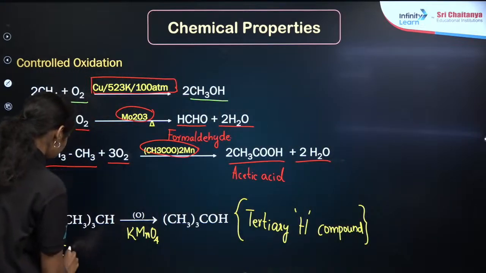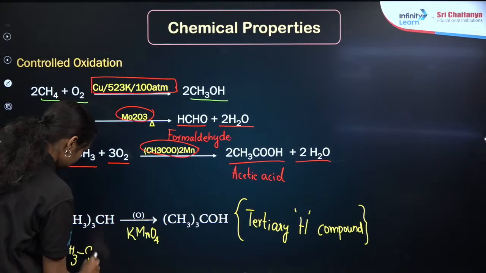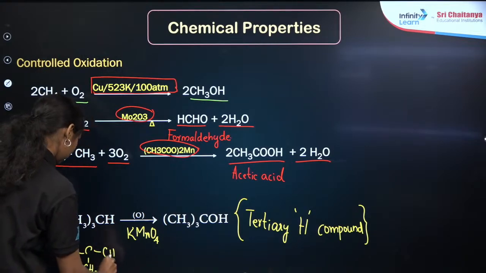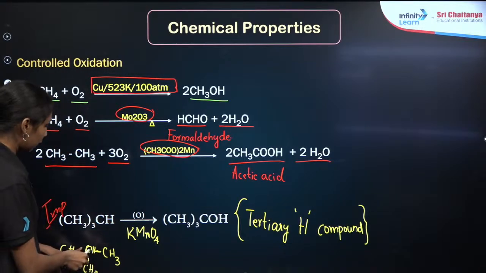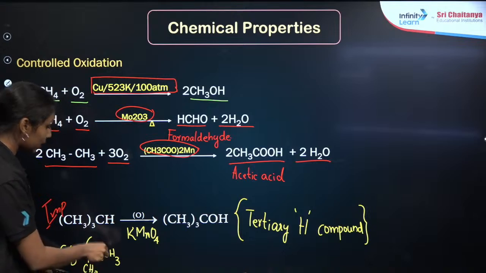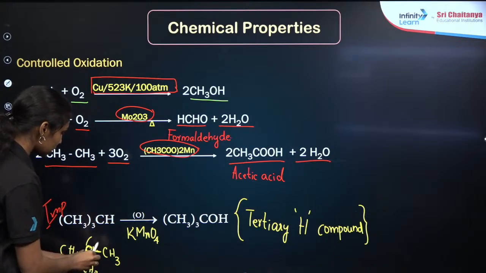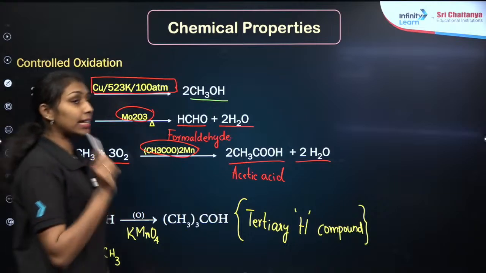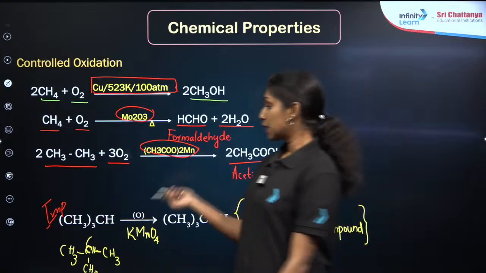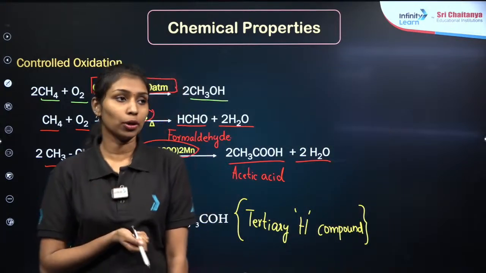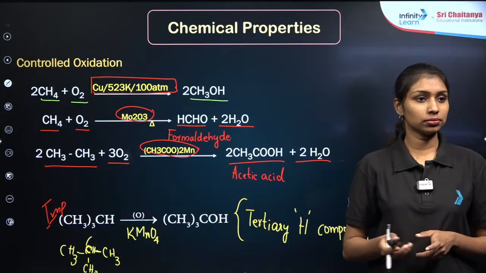So here, if I am considering this hydrogen, this will be connecting with 3 other carbon atoms to form a tertiary carbon containing hydrogen. So this will be the tertiary hydrogen. If any alkane contains a tertiary hydrogen atom, we can oxidize it into its particular alcohol by using KMnO4. Clear?